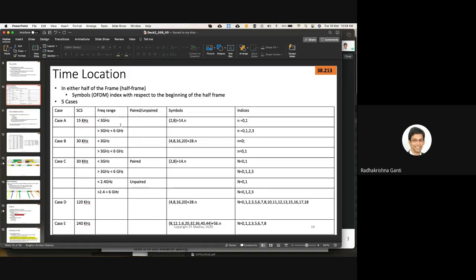So if you look at this, each subcarrier spacing and each frequency range has different symbols in which the SS block is there. You understand that SS burst happens in a half frame. Every other half frame it happens. It is located in a half frame. A half frame is 5 milliseconds. Okay. So let me just open up my iPad.